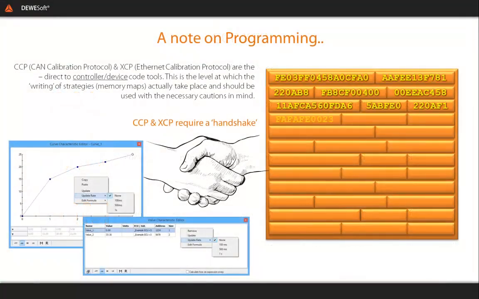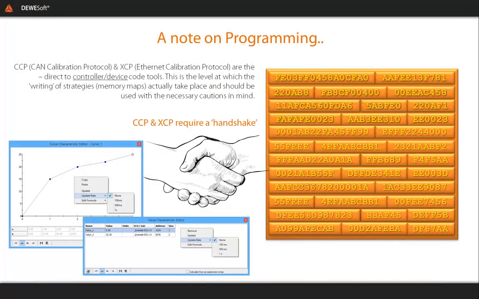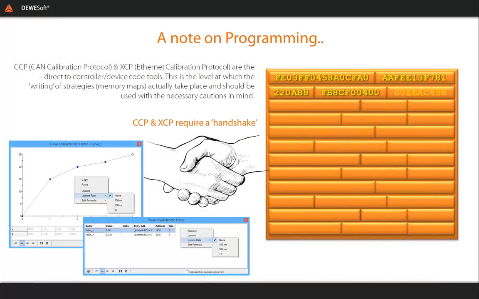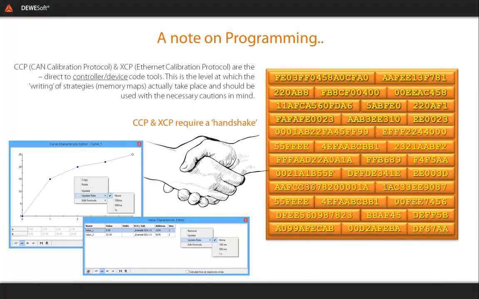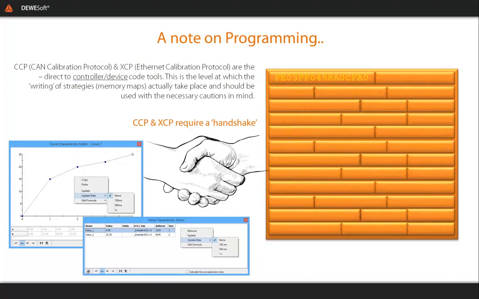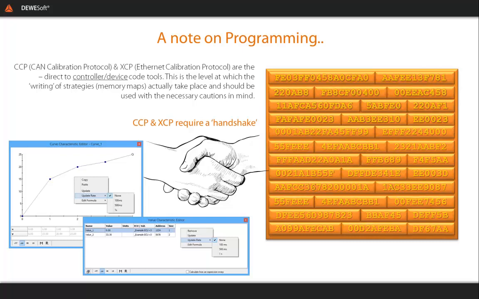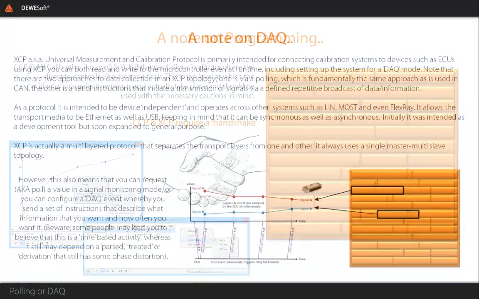Now the fact that XCP and CCP can provide access to a programming level on the network should not be taken lightly. Have you ever had an opportunity to update the BIOS on a computer? Do you remember the warnings that any loss of power or interruption during the process could render the computer unusable? I'd keep that in mind when using XCP and CCP at anything other than a DAC level.